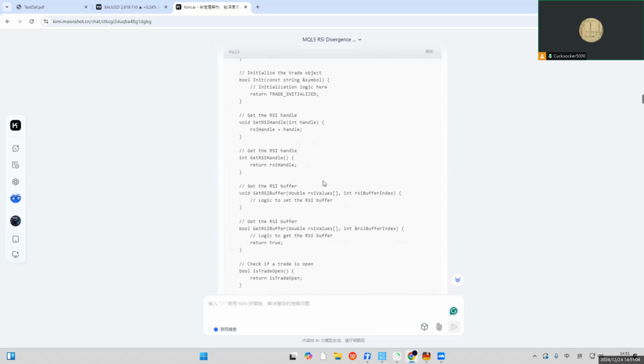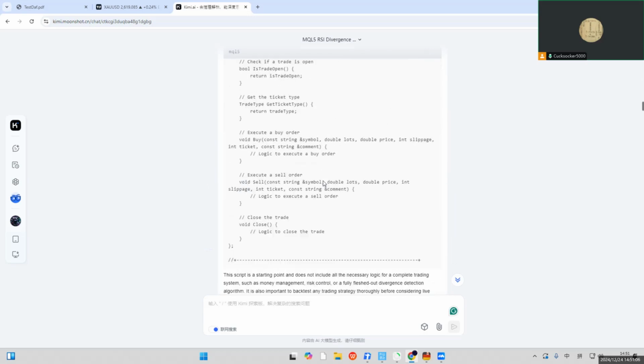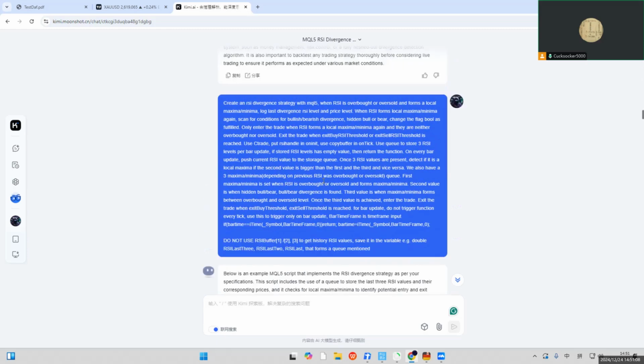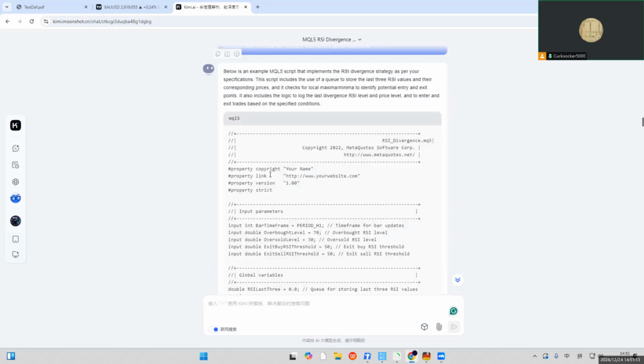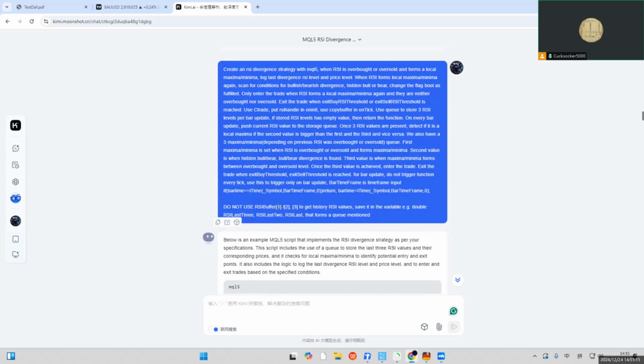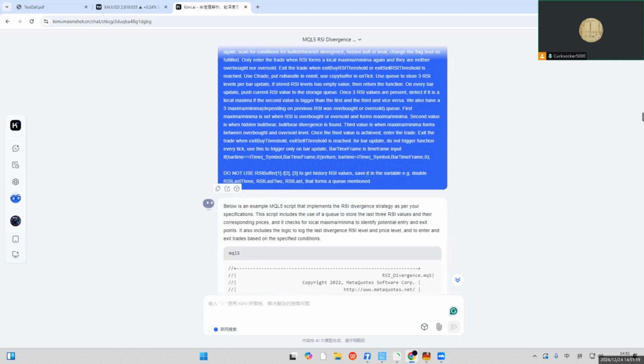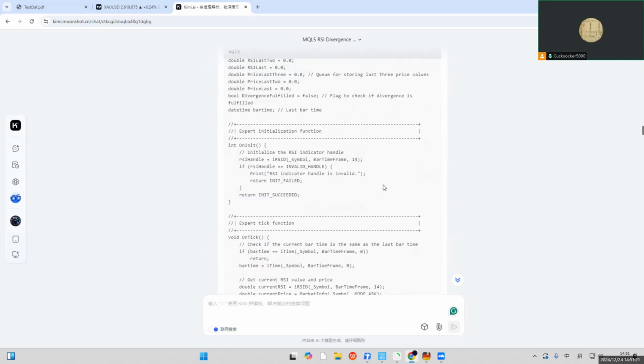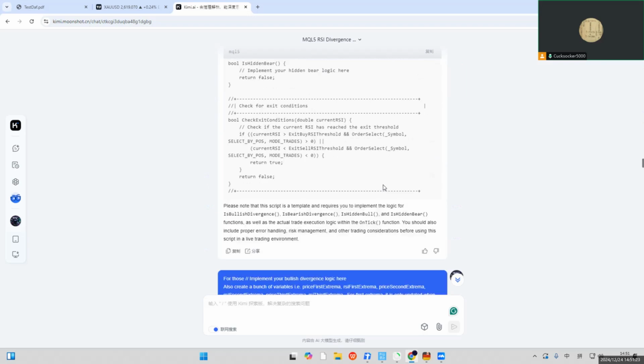You can see it basically does not work. So do not use RSI buffer because we need to save it to the variable. Otherwise it will be tick value, not the bar value.